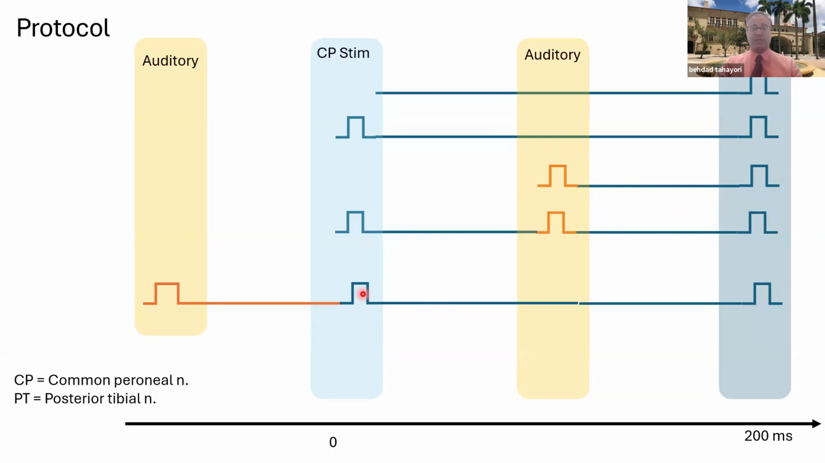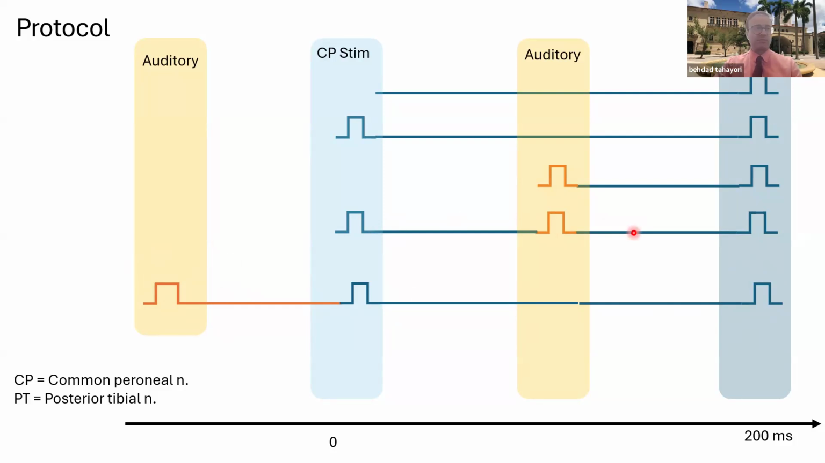And the 5th protocol was to condition the CP stimulation by a preceding auditory stimulation to see the effect on the H-reflex. And I will explain in a moment that we expect this condition would decrease the amount of inhibition, or inhibit the inhibition.